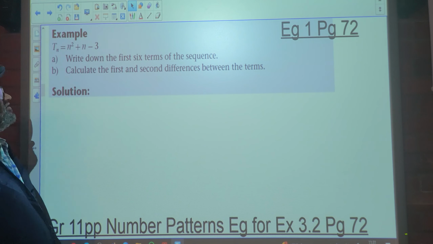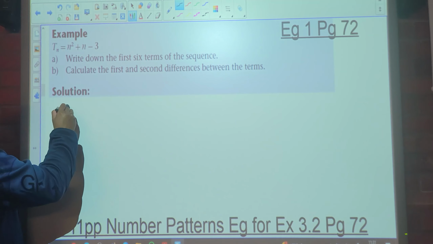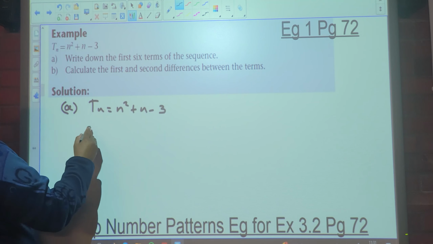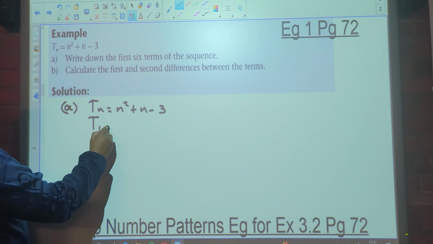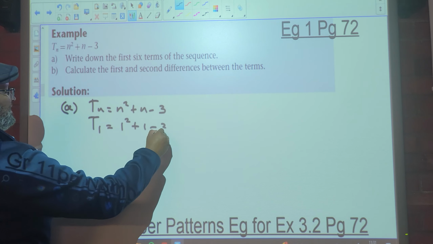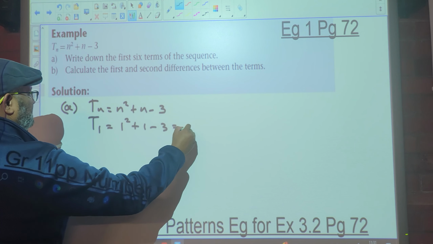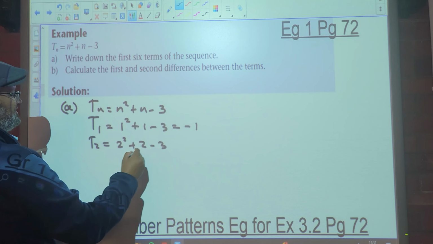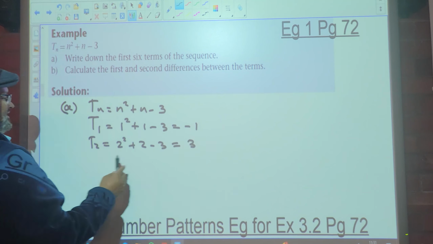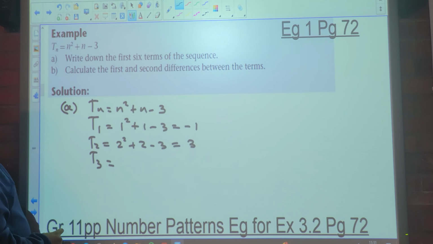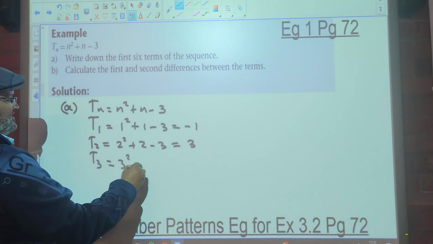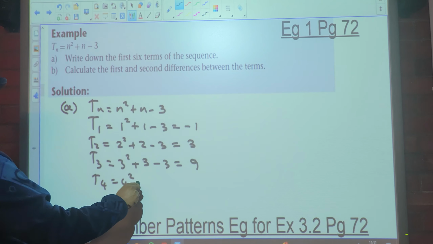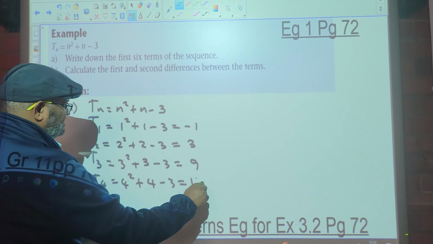The first question says write down the first 6 terms of the sequence. So if Tn equals n squared plus n minus 3, for the first 6 terms, where n is 1, term 1 is 1 squared plus 1 minus 3, which is negative 1. Term 2, where n is now 2: 2 squared plus 2 minus 3 is 4 plus 2 is 6 minus 3 is 3. Term 3 is 3 squared, which is 9, plus 3 is 12 minus 3 is 9. Term 4 is 4 squared, which is 16, plus 4 is 20 minus 3 is 17.